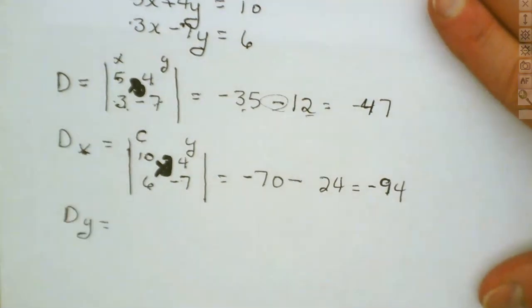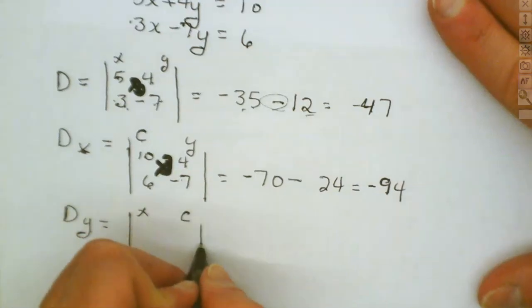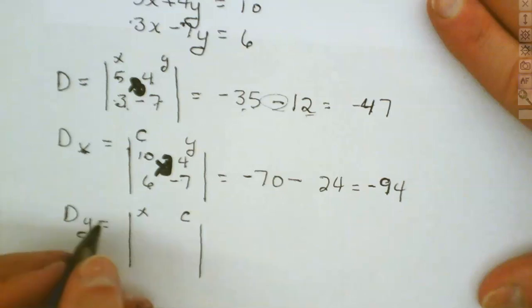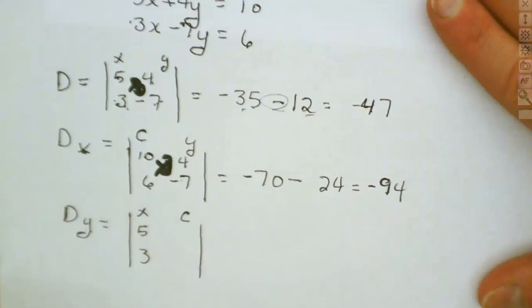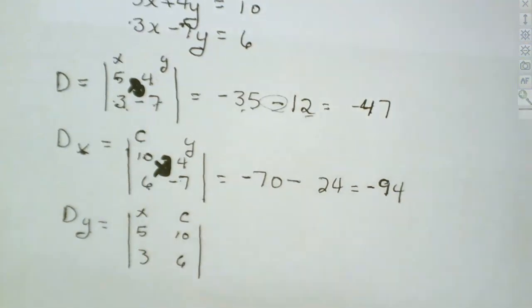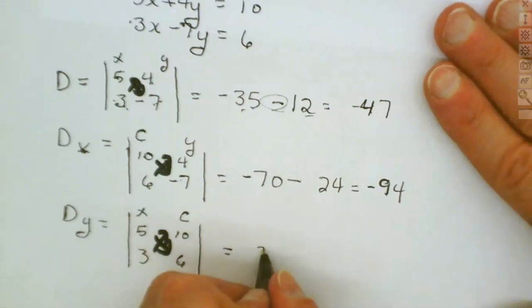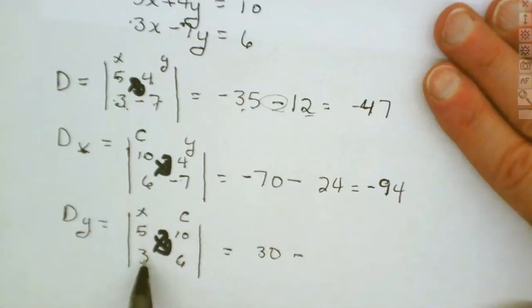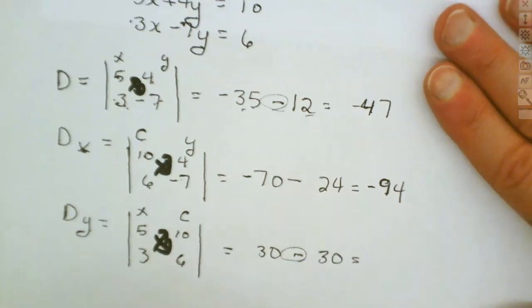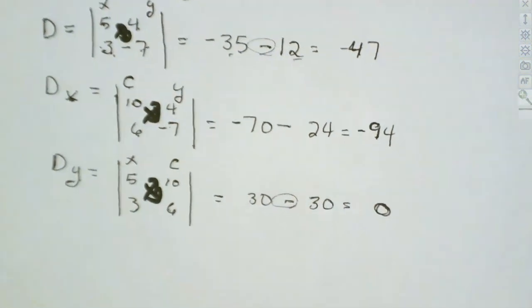So let's try dy next. Right? dy would be x, and we've got the y here. So y gets replaced with the c. So the x is 5 and 3. The y is 10 and 6. Cross. 5 times 6, 30, minus 3 times 10 is 30 as well. Don't forget your sign in the middle is negative here. So that gives you a difference of 0. Now we can finish it out without much work at all.